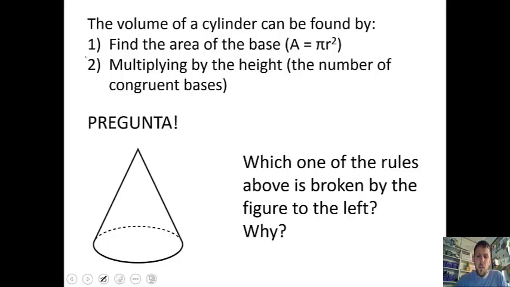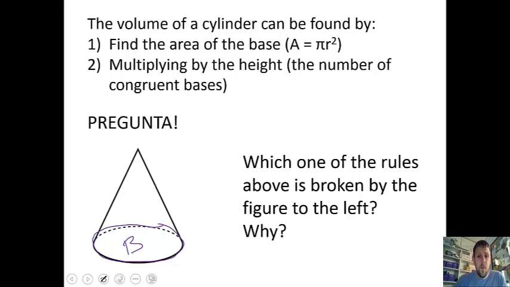I have another question. Which one of the rules above is broken by this figure to the left, and why? Is it finding the area of the base, or multiplying by the height, the number of congruent bases? So this one's interesting. The base is still there. This is a cone. And I can still find the area of the base, which in order to find the volume, you'll need later.